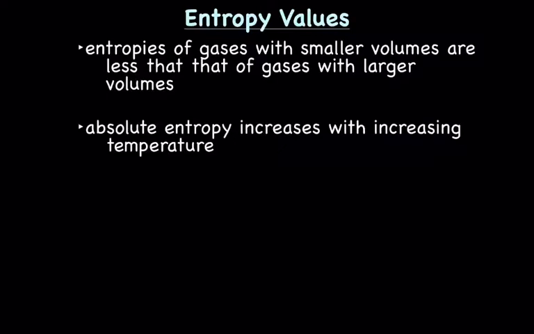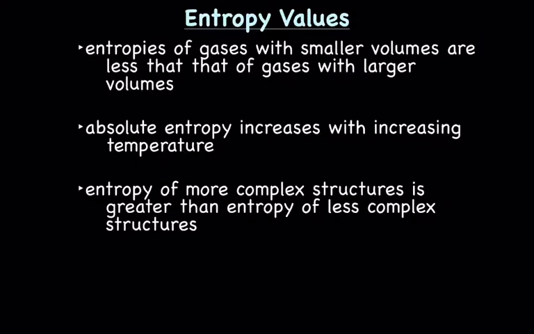Okay. Absolute entropy increases with increasing temperature. Why would that be? Increasing temperature is really increasing kinetic energy. Increasing kinetic energy means more movement. More movement leads to more disorder, which means bigger entropy. And entropy of more complex structures is greater than the entropy of less complex structures.